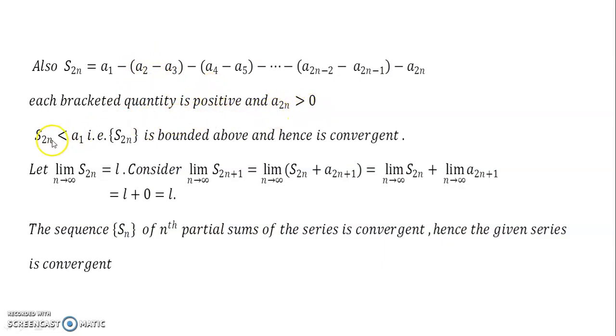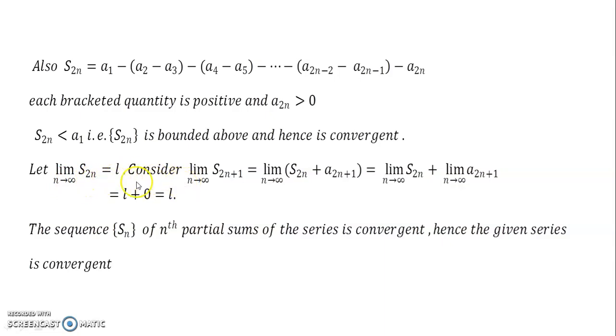So that S2n is less than A1, that is, S2n is bounded above, and hence it is convergent. Now we can find the limit here. The limit of S2n as n approaches infinity is equal to L.